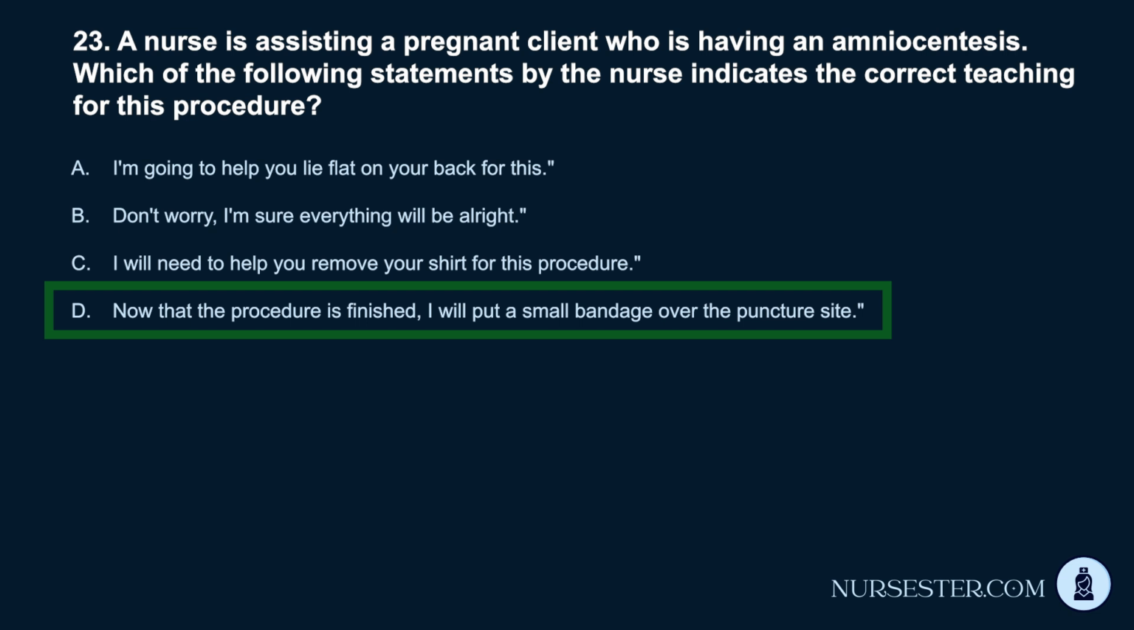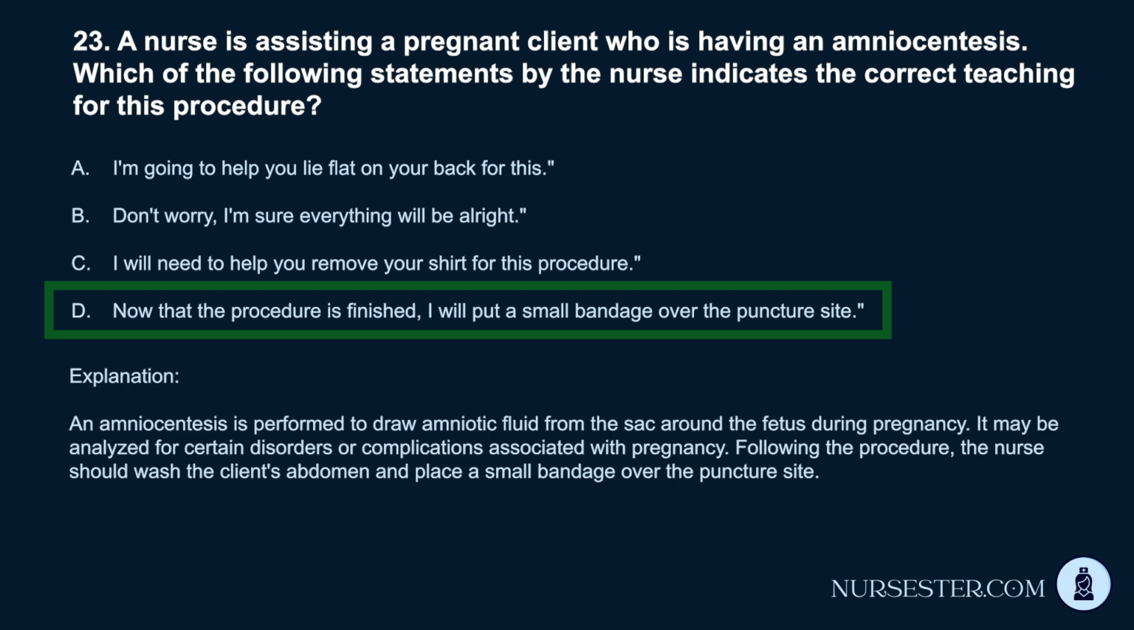Correct answer: D. Now that the procedure is finished, I will put a small bandage over the puncture site. An amniocentesis is performed to draw amniotic fluid from the sac around the fetus during pregnancy. It may be analyzed for certain disorders or complications associated with pregnancy. Following the procedure, the nurse should wash the client's abdomen and place a small bandage over the puncture site.